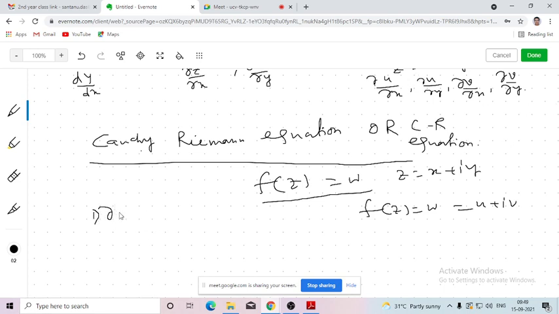If this satisfies, del u del x equals del v del y, and del u del y equals minus del v del x, then we say that the function is satisfying the Cauchy-Riemann equation.